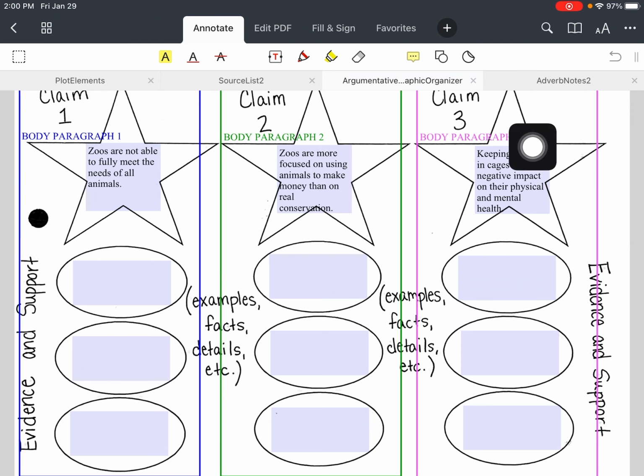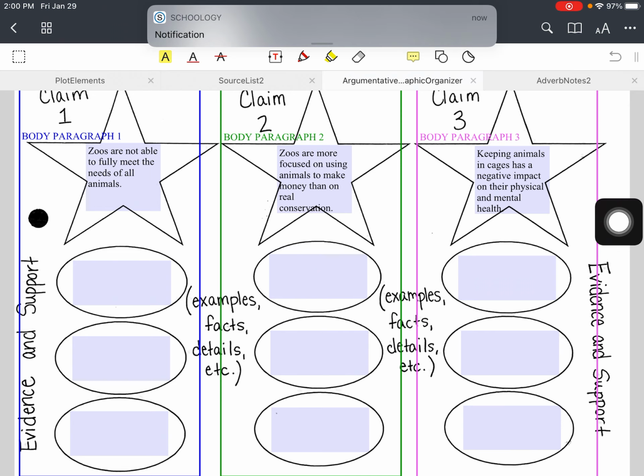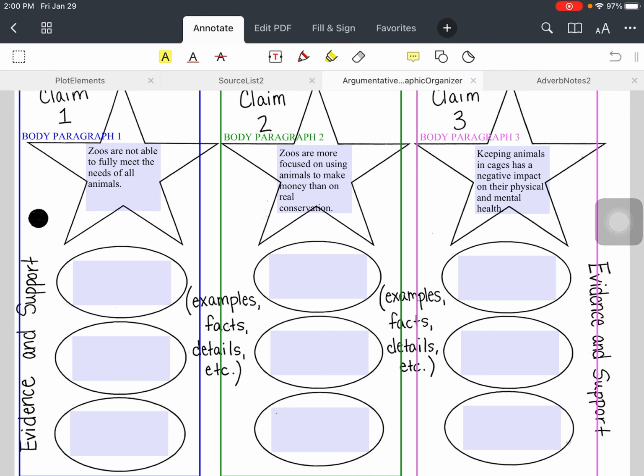And my last claim, which I think is the most important, which is why I made it claim 3. I think this is really going to be my most persuasive reason, is that keeping animals in cages has a negative impact on their physical and mental health. So overall, it is hurting them physically and mentally, which I think is my most persuasive claim, which is why I made it here for claim 3. Now notice again, I did not give specific examples of why it's hurting them mentally and physically. I'm just telling you that it is, and that's my general reason.